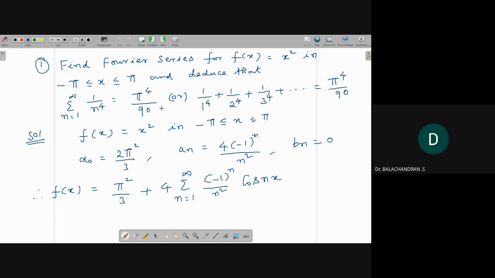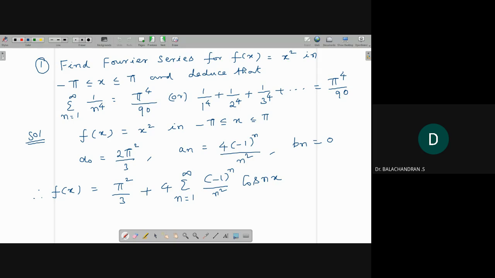You should identify for which one we need to substitute the x value, and for which one you need to use Parseval's identity. I already told that here you have n square, here you have n power 4. Then you should go for Parseval's identity.